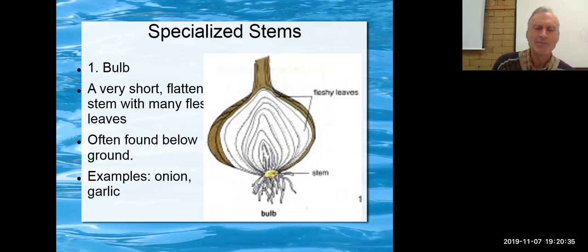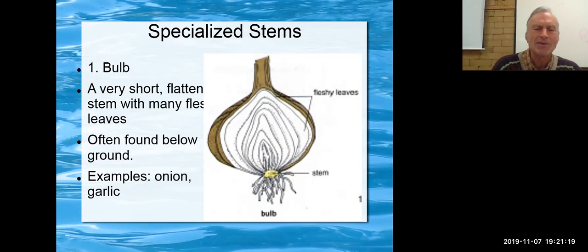So a bulb is a specialized stem. At least part of the bulb is a specialized stem. The stem is a very short, flattened stem with many fleshy leaves on it. So in this picture, the stem is actually the little yellow thing down at the bottom of the bulb. And the rest of it is leaves that are folded over the top of each other. When you peel an onion, you peel away different layers, and those are all the layers of the leaf, and the stem is where all those leaves are attached at the base of the onion bulb.